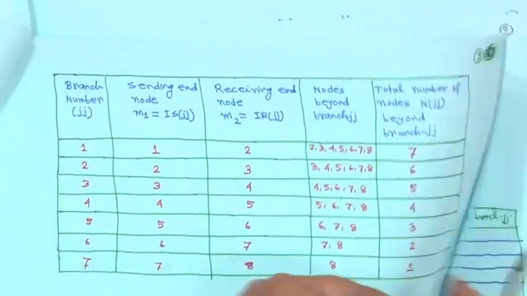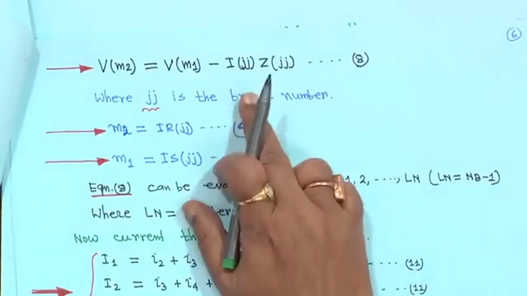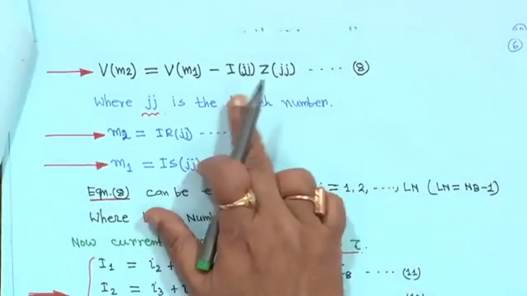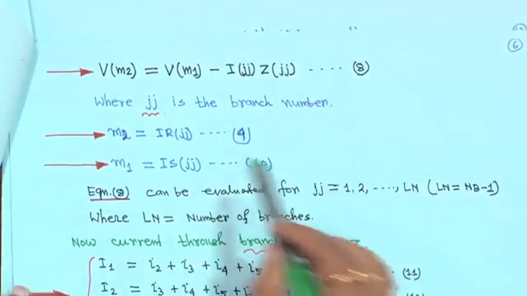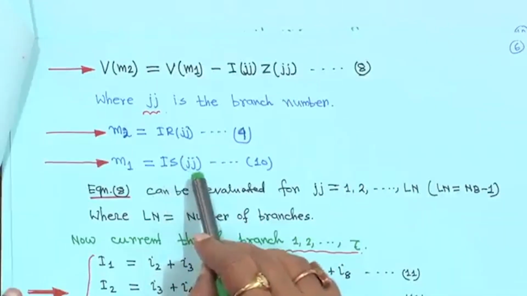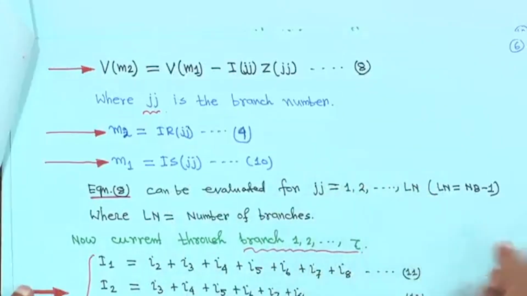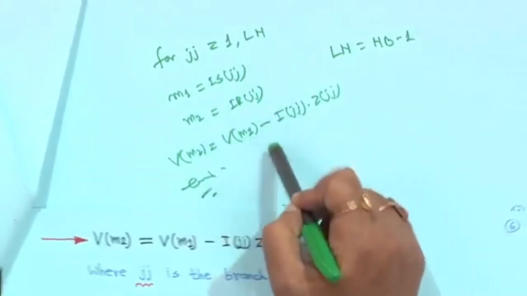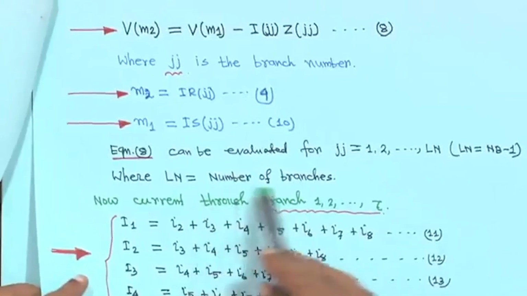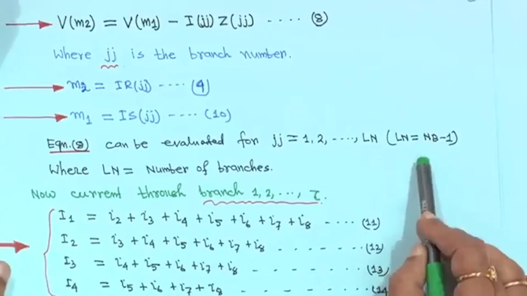Here I am writing only Vm2 is equal to Vm1 minus Ijj into Zjj. I told you how to write the coding part, where M2 is equal to IRjj and M1 is equal to ISjj. Therefore, equation 8 can be evaluated for Jj is equal to 1 to Ln, where Ln is the number of branches, that is, Ln is equal to Nb minus 1.